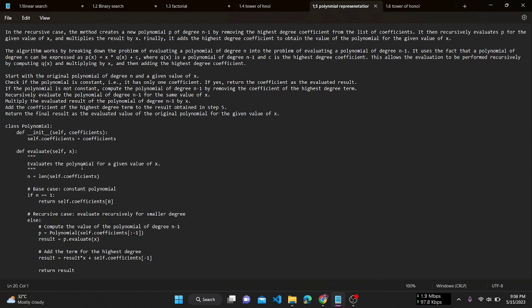Class Polynomial is defined, and here we show on screen the algorithm. The last result is equal to result times x plus the coefficient, and the result is returned.